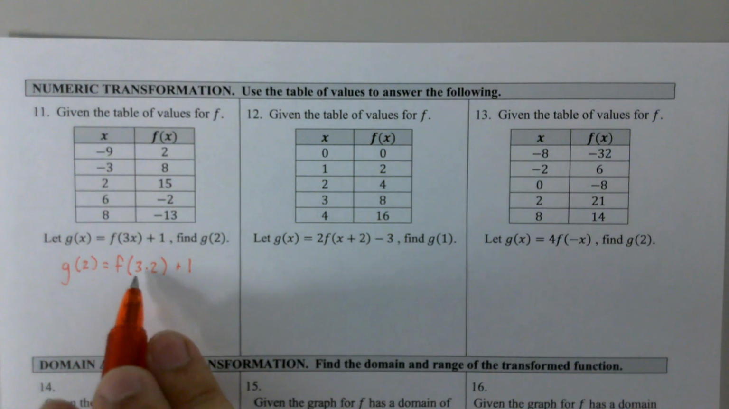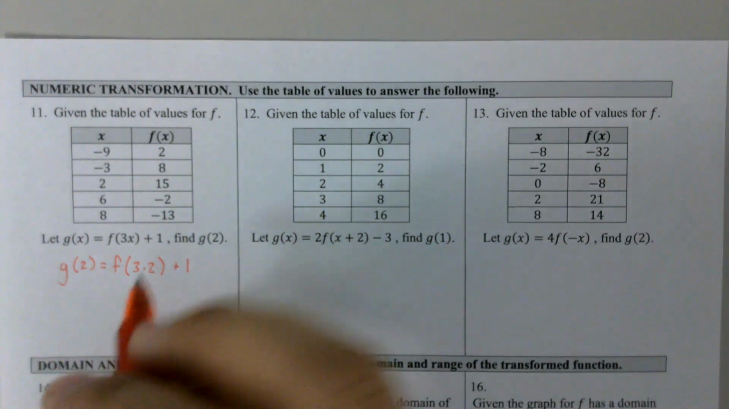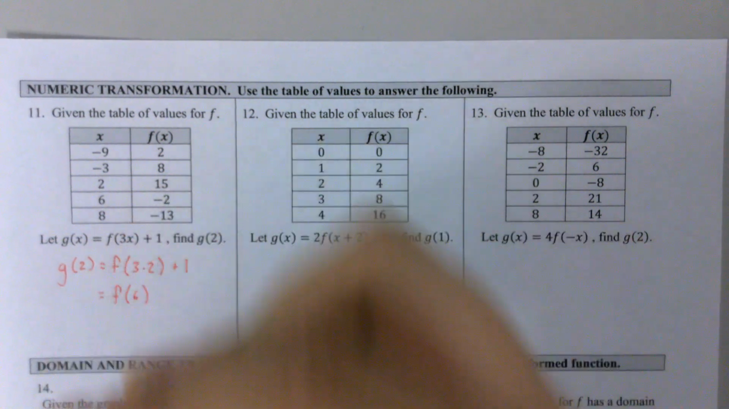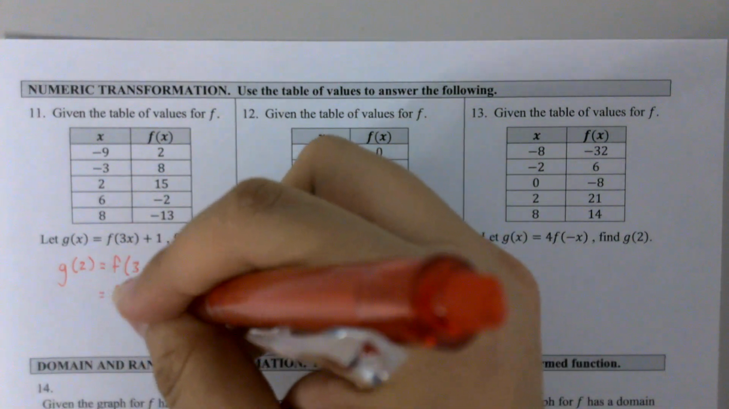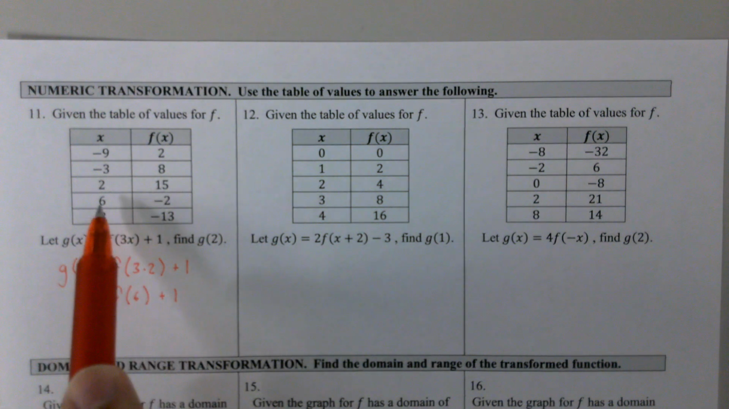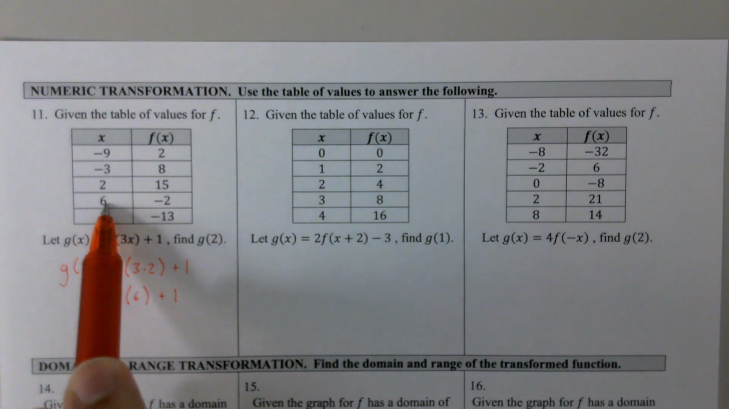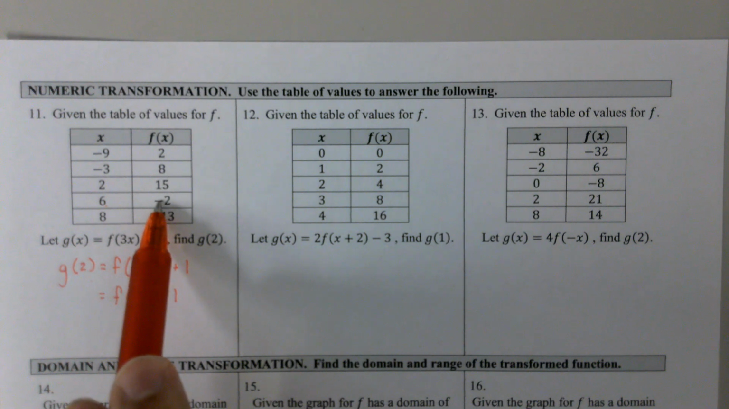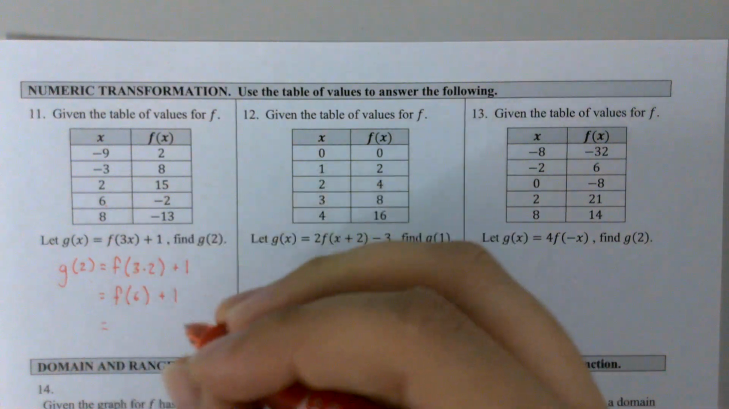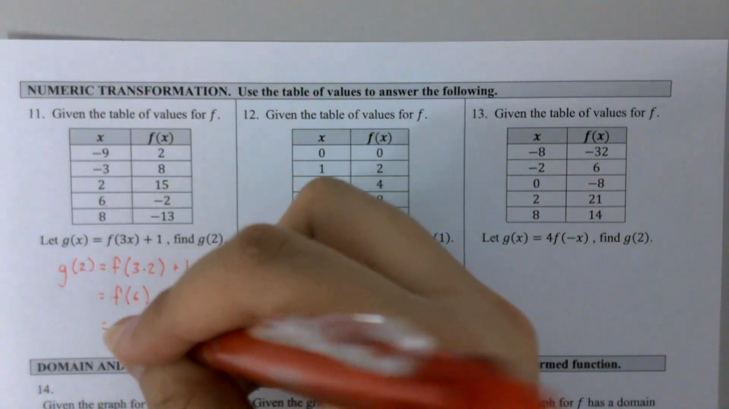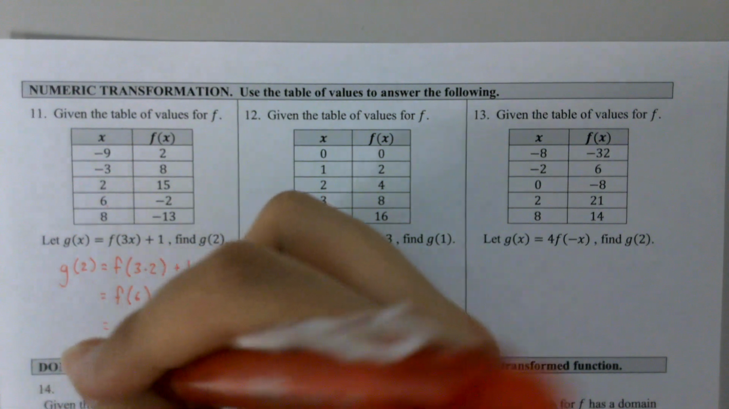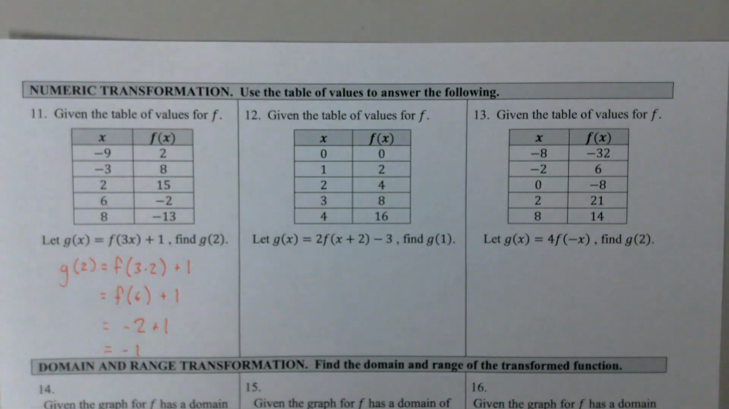Now we have f of 3 times 2. Well, we have to multiply 3 times 2, and that gives us f of 6. And then we have to add 1. But now we can figure out what f of 6 is based off of this chart. X is 6, so f of 6 is going to be negative 2. So f of 6 is equal to negative 2 and plus 1. And then negative 2 plus 1 is equal to negative 1. And that's our final answer.